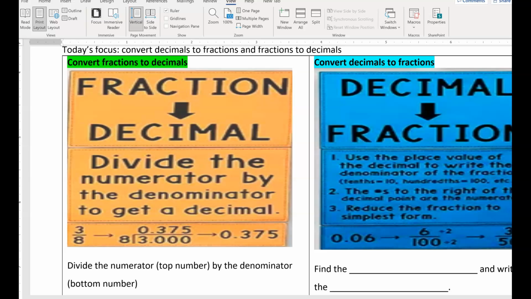So first, fractions to decimal. You want to divide the numerator by the denominator to get a decimal. So here's the denominator on the outside. It goes on the outside of your division sign. The numerator goes on the inside. And then you'll notice that the denominator can't go into the numerator, so that's where you get your decimal, and you add a 0, and you keep on doing it until you get 0 left over.